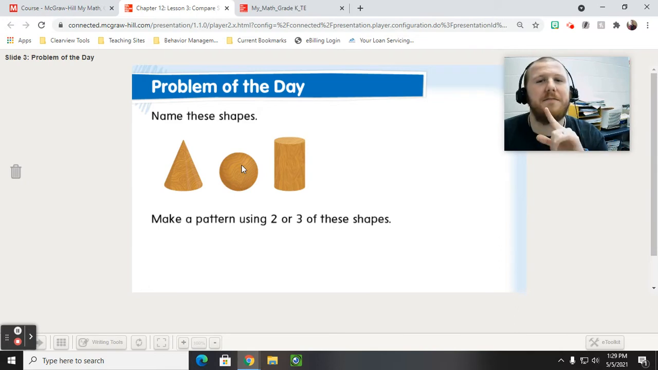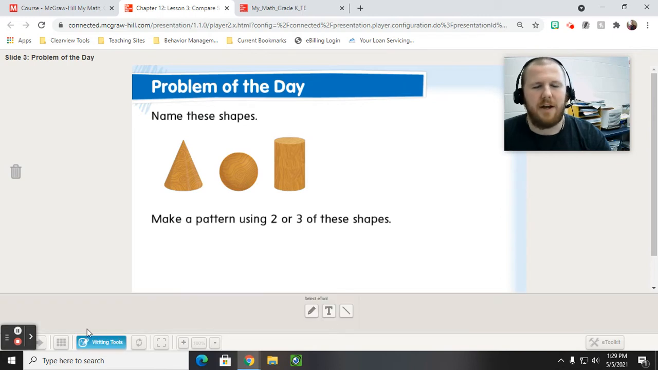This is the funny name, sphere, not fear, sphere. I know it sounds very funny. It starts with an S, sphere. And then this is a cylinder. Say cylinder. Good. And this is the can looking one. Cans are shaped like cylinders. And then it says make a pattern using 2 or 3 of these shapes. I don't even know if they have the tools for that.